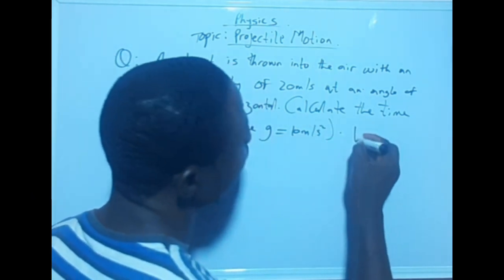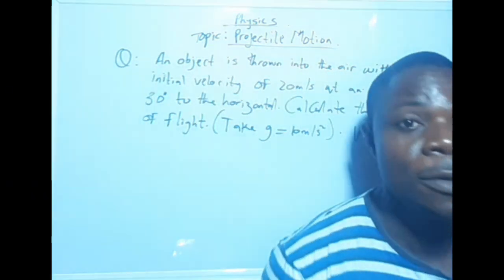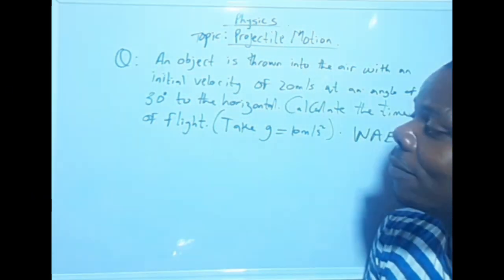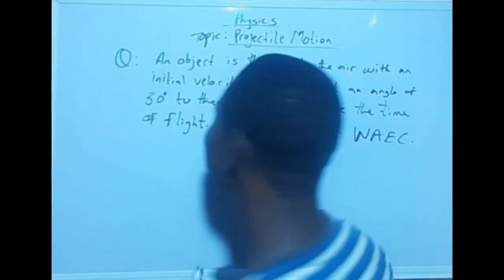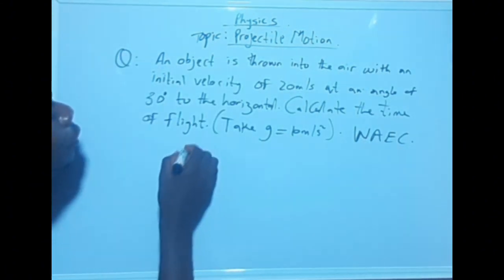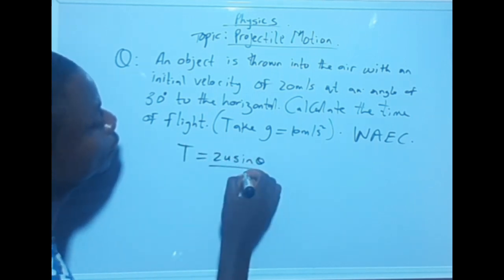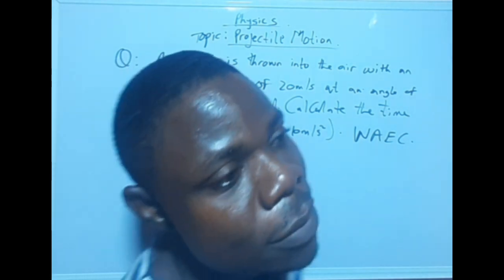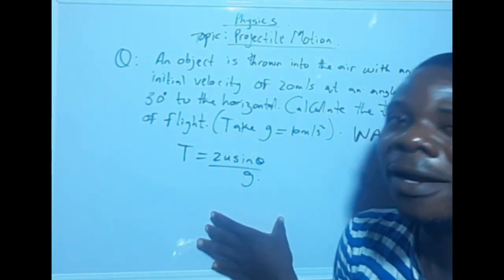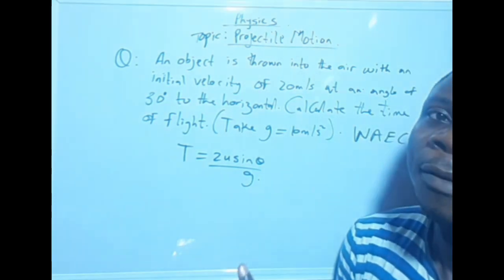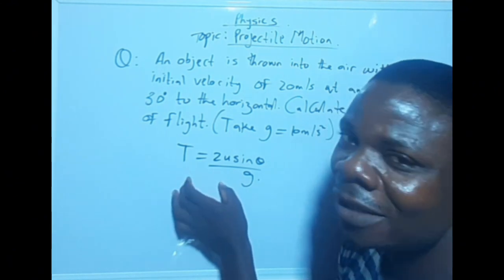Now, this is a WAEC question. For those of you that want to write NECO, GCE, NABTEB, you can come across this question. And the formula to be used is T equals 2U sine theta over g. How do we arrive at this formula? My students say I should show how this formula is arrived at.